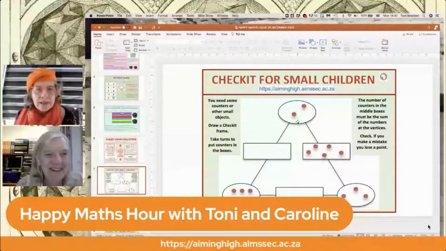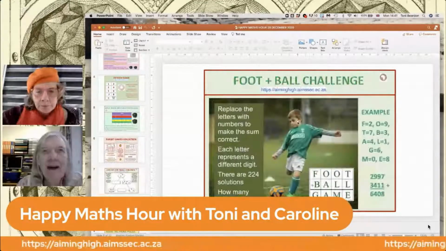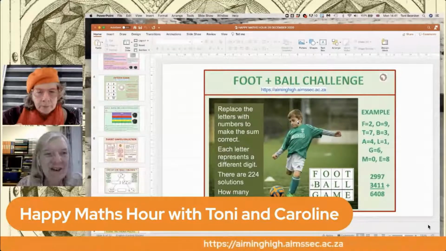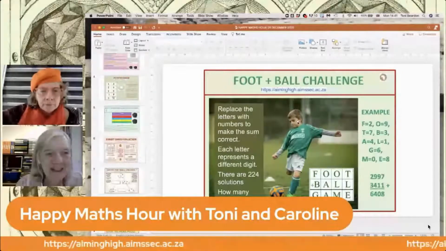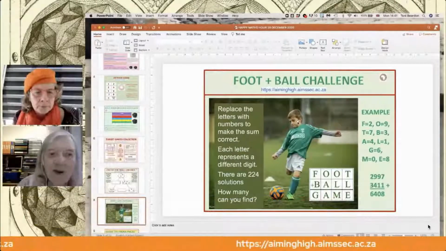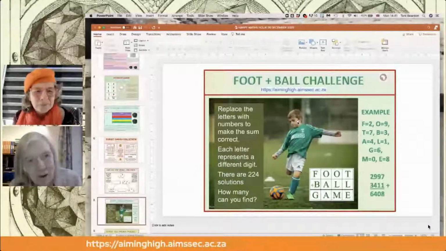Indeed. Yes. Okay, one more. This one is a puzzle, and it's got 224 solutions. So my challenge to you now is to find all the solutions. But I know you're going to be thrilled when you find one, and then you'll search for more.